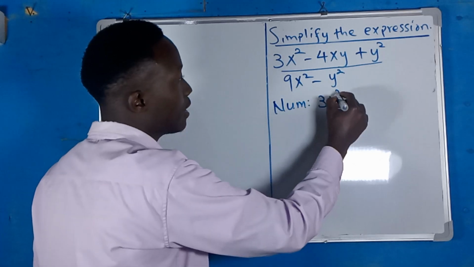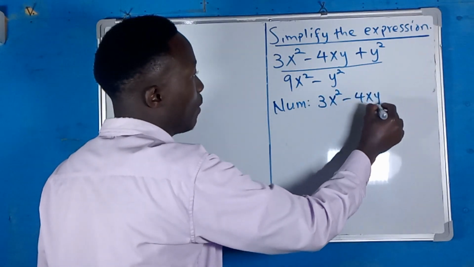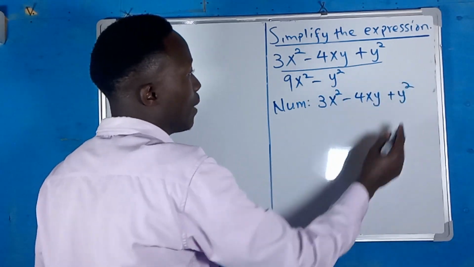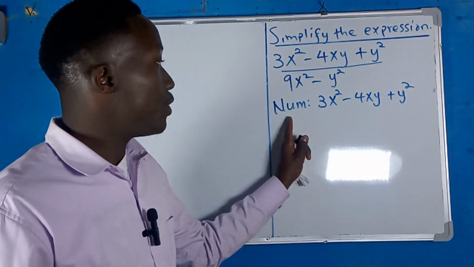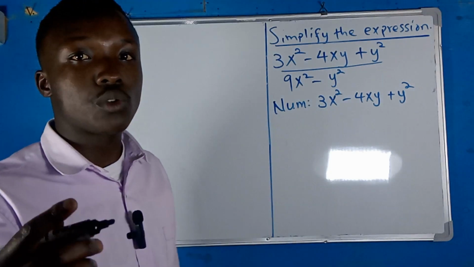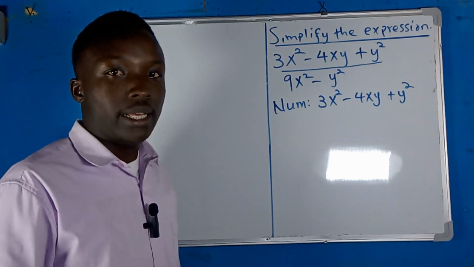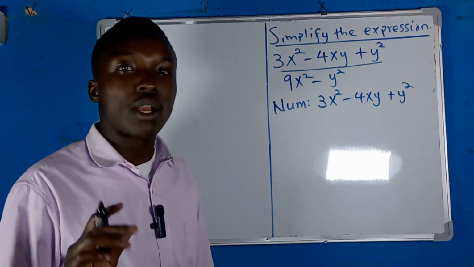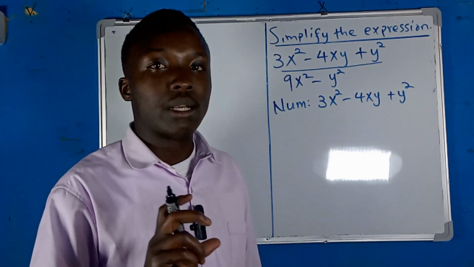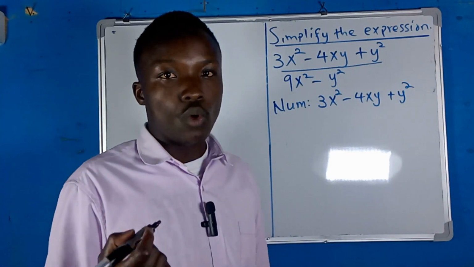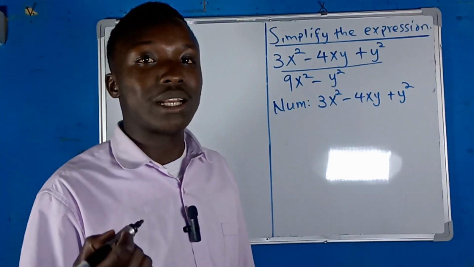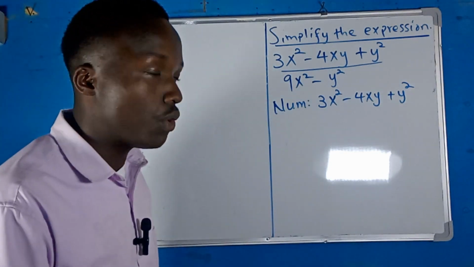We have 3x squared minus 4xy plus y squared. Having this as our numerator, the first thing we should do is use quadratic factorization. There is a previous video I did on how to factorize a quadratic equation. This one being an algebraic expression, we are going to simplify it through quadratic factorization. How do we go about it?